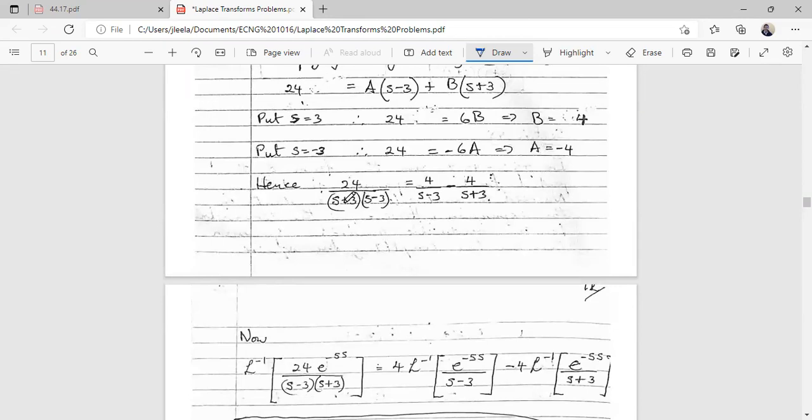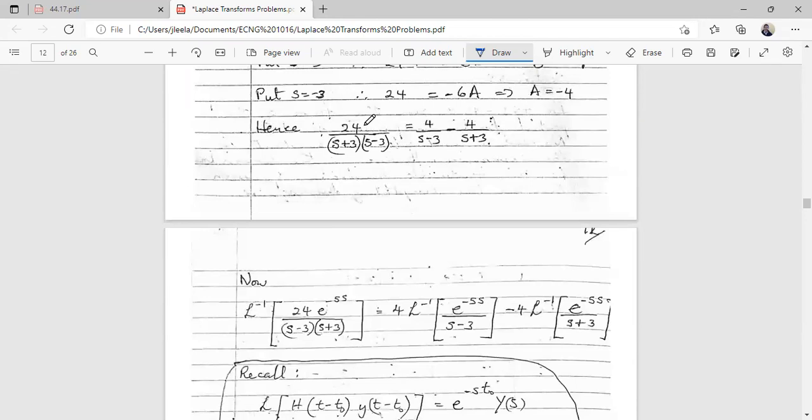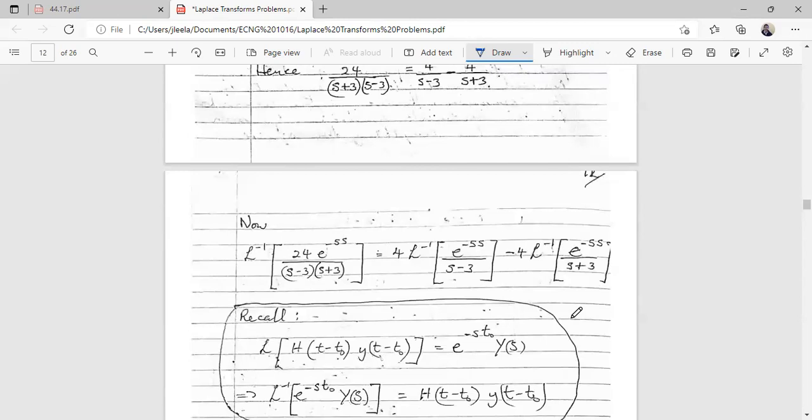So 24 over (s plus 3)(s minus 3), this is the decomposition for it, right? Remember now, you have to multiply this back by e to the minus 5s. So this here, you have to multiply by e to the minus 5s over (s minus 3), and you can take the 4 on the outside. And likewise, you have to do it with this one here. So you take the minus 4 on the outside, and then inside, you have the Laplace inverse of e to the minus 5s over s plus 3.